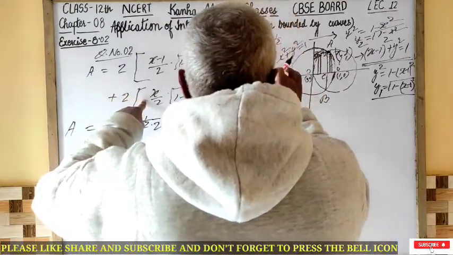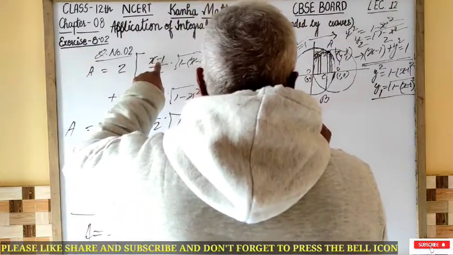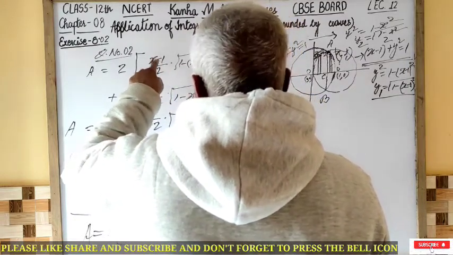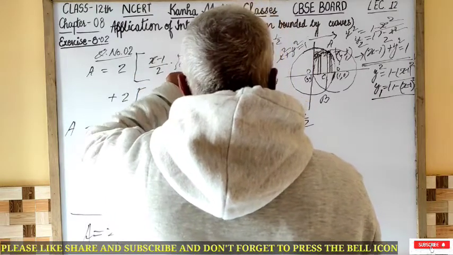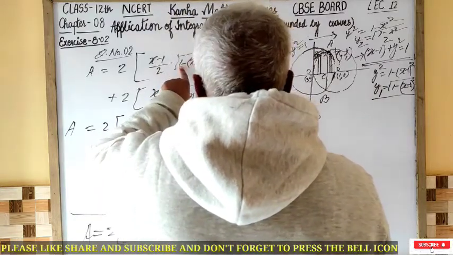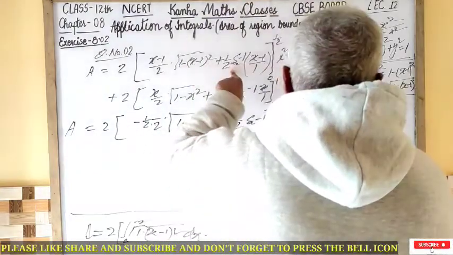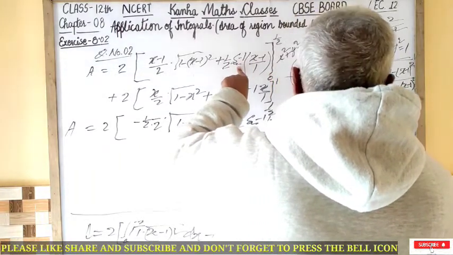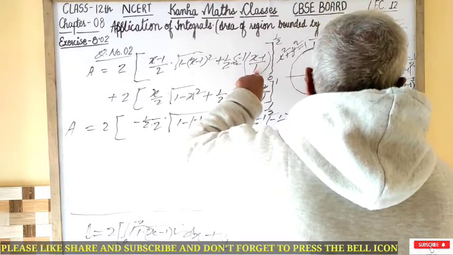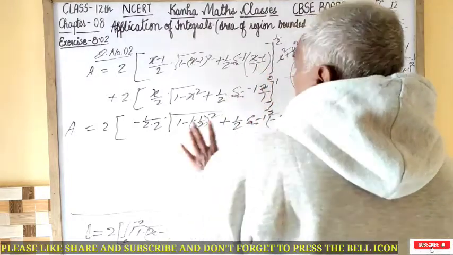And now substituting the lower limit here, minus 1/2, 0 minus 1/2. If we substitute x by 0, this will be 0, and here minus 1/2 sine inverse of 0 minus 1 by 1, which means minus 1.